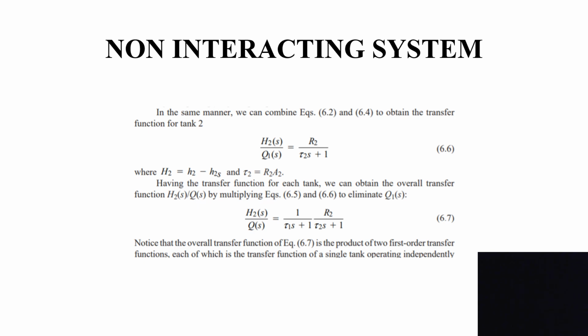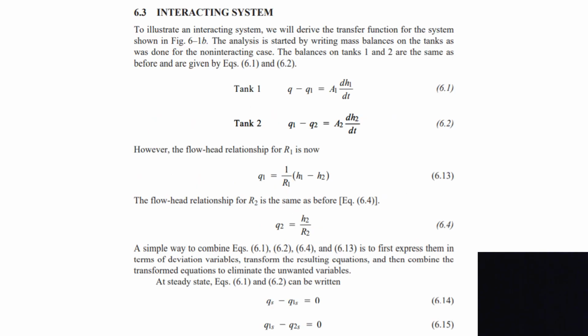When you simplify this, you get H2 by R2, which is nothing but Q2 by Qi. Q2 by Qi equals 1 by (tau1 s plus 1) into 1 by (tau2 s plus 1), which is nothing but the product of two first order transfer functions, each tank operating independently.